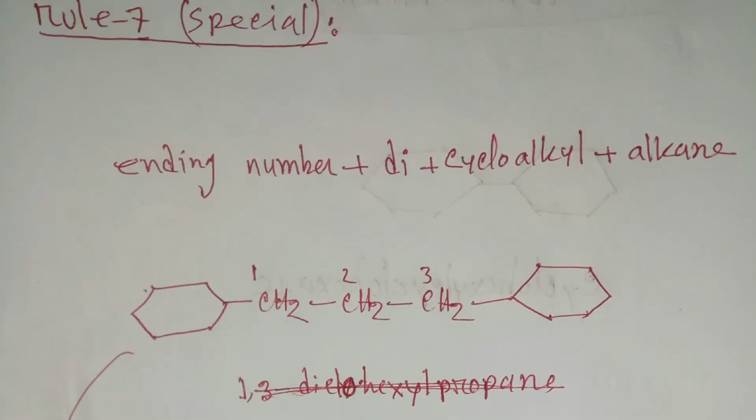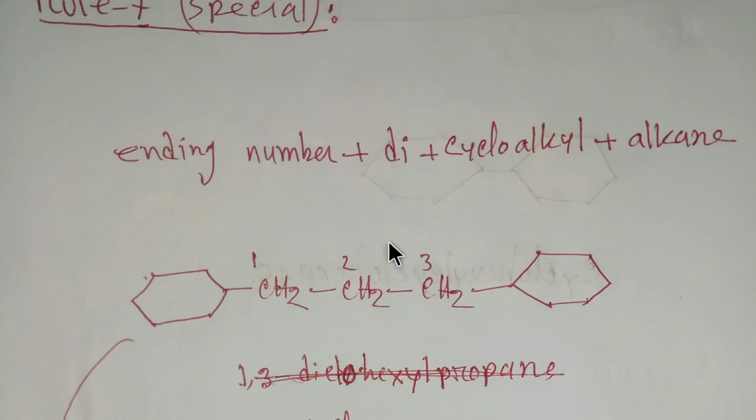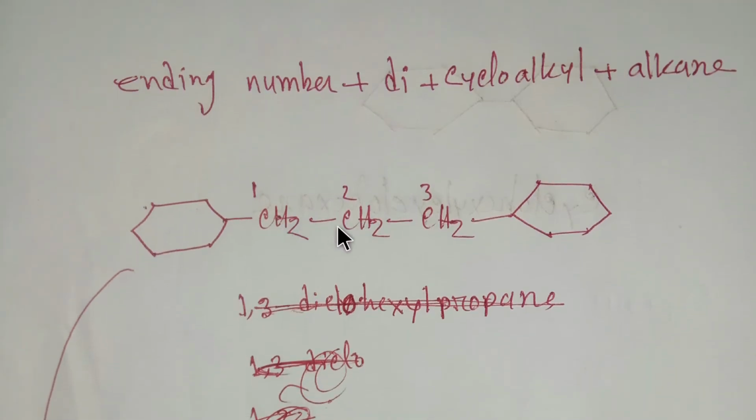Well, here is rule 7. This is spatial, right? So 1, 2, 3. This is an alkane, and this is a hexyl radical, this is a hexyl radical. Ending number, right? The position of the ring, here is 1, here is 3, ending number. Then di, then cycloalkyl plus alkane, right?